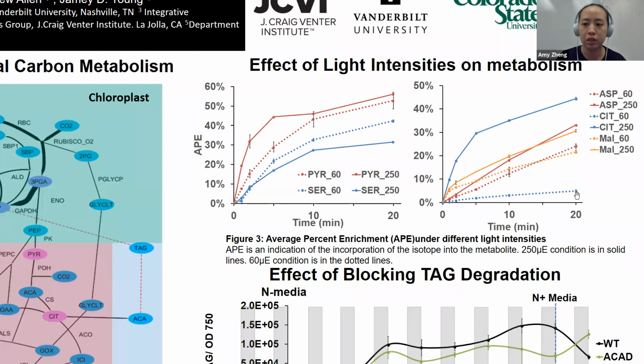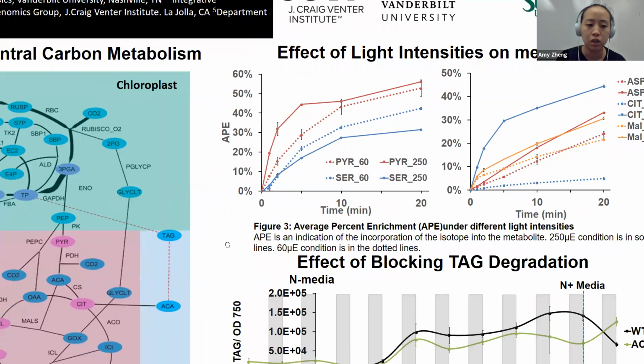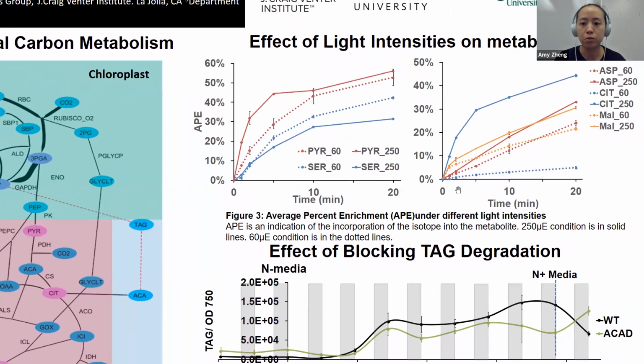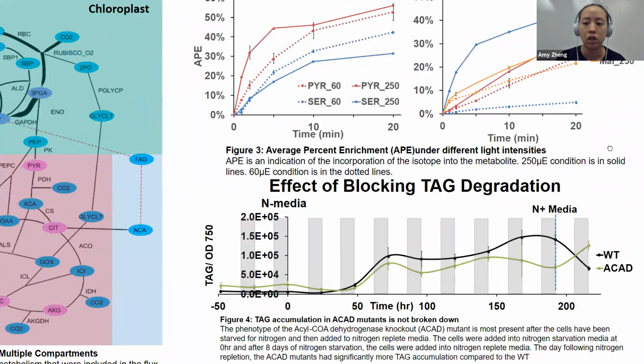And also we can see that the activity in the TCA cycle is different between the two cases. So aspartate is a proxy for acetyl-CoA, and then we also have citrate and malate. And so you can see that there is much more activity in the 250 case, which is in the solid line, compared to the 60 microeinstein case. So we predict that maybe the TCA cycle would be shown as being more active.